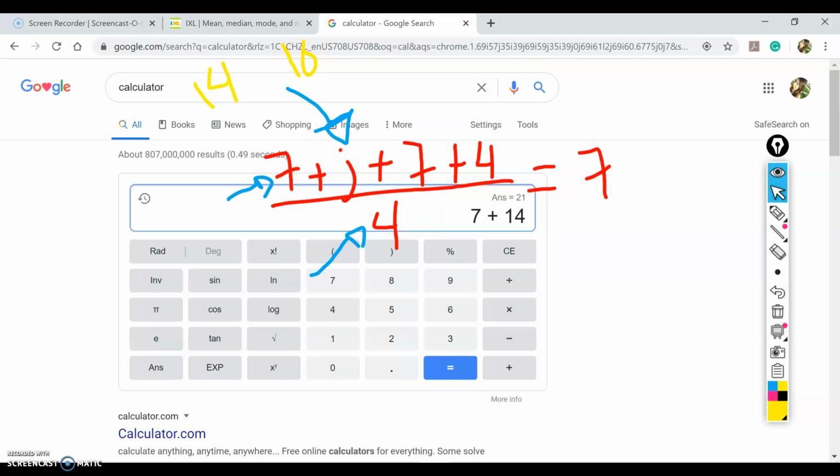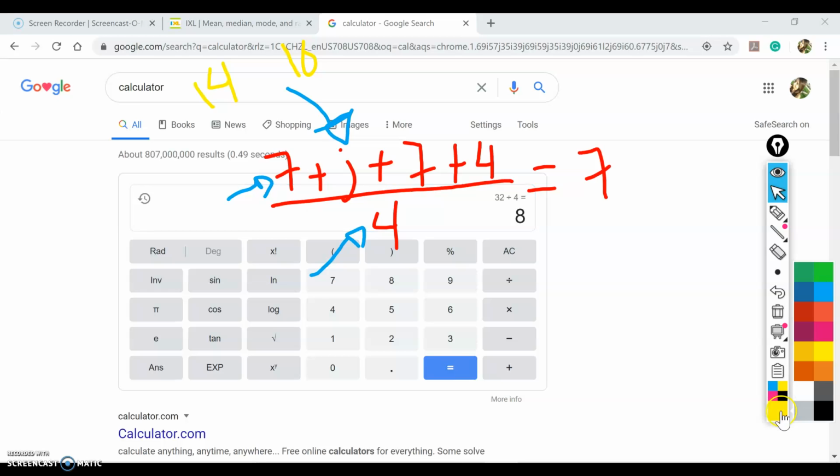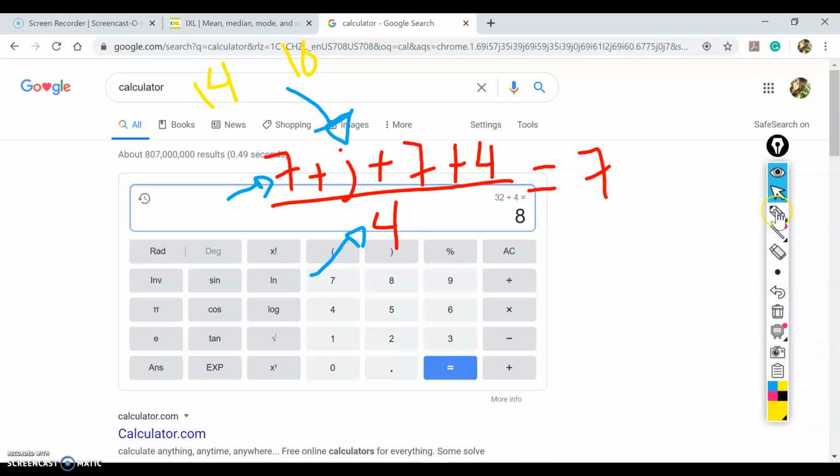14, and then I'm going to continue typing everything else. Plus 7, plus 4, and I click enter. It's equal to 32. I divide that by 4, and I get 8. Is 8 the number I'm looking for? It's not. I'm looking for a 7 because that's what the problem is telling me.